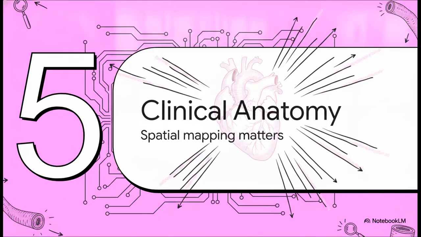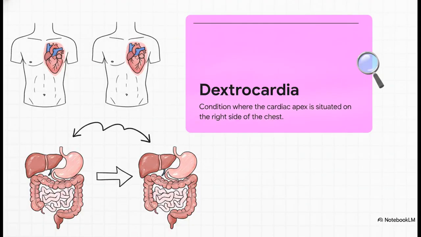And finally, section 5, clinical anatomy in action. Why this spatial mapping matters. Let's bring all this anatomical data back into the real world. Why does this dry topography matter to a doctor or a patient? Because knowing the perfect healthy blueprint is the only way to recognize when something is critically wrong.